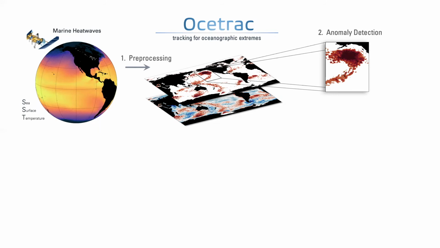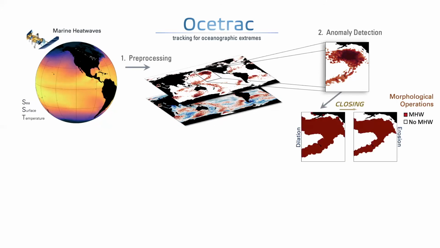So this is January 2014 again. And once we have this image, we pass it through a series of morphological operations. So the first one is called closing. And so this is a dilation of your image followed by an erosion. So now we have a binary image where the red color means there's a marine heat wave. The white color means there's no marine heat wave.